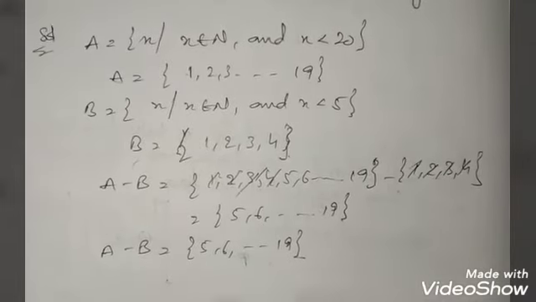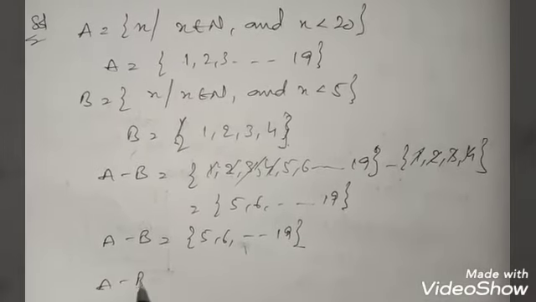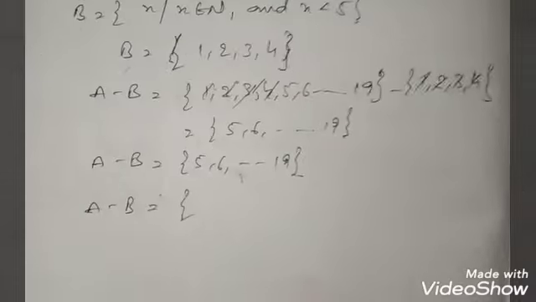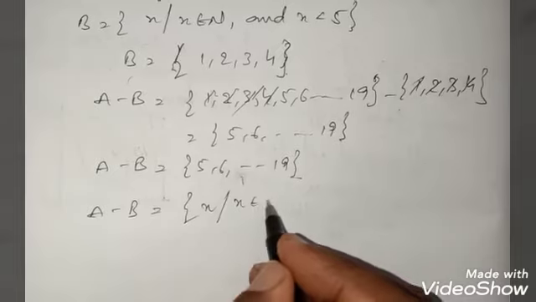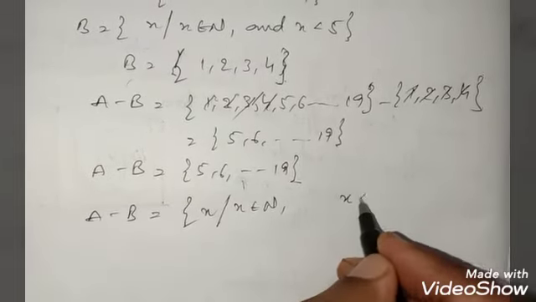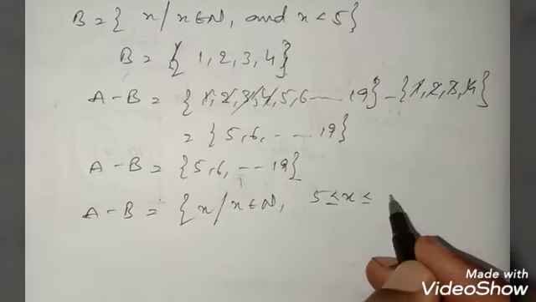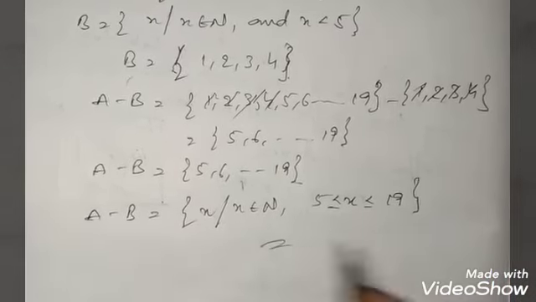Now I have to write this in set builder form. So A minus B is equal to, I'm denoting this set as {x : x belongs to natural numbers, and the condition I'm writing here is x is from 5 to 19}. Clear?